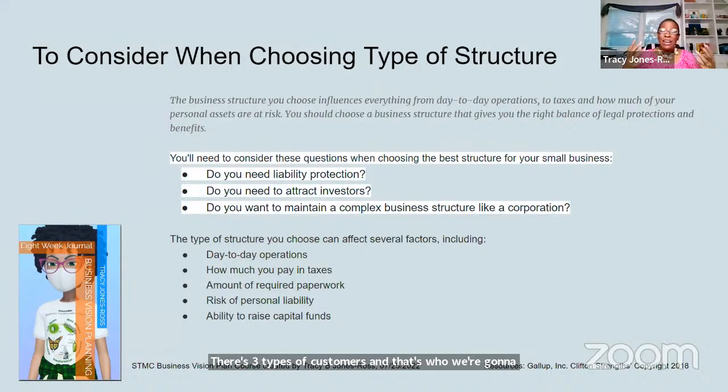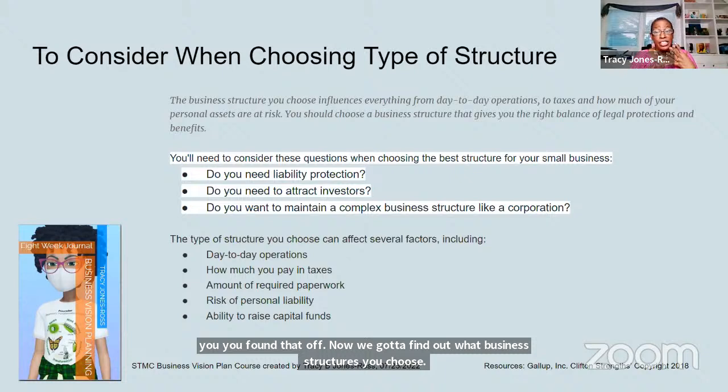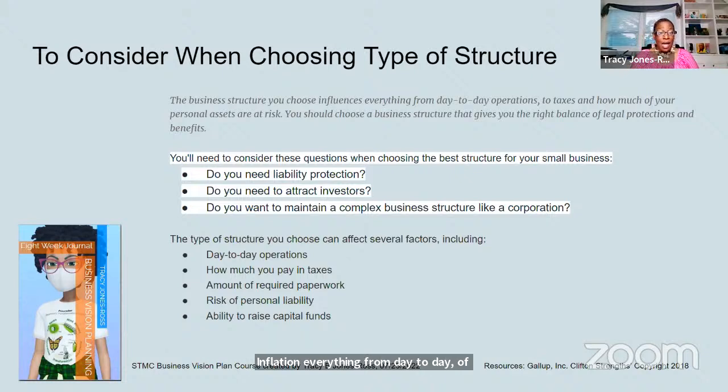Now we have to find out what business structure you choose. It influences everything from the day-to-day of your operation to taxes, to how much your personal assets are at risk. You should choose a business structure that gives you the right balance of legal protection and benefits. So you need to consider these questions when you're choosing your business structure for a small business.